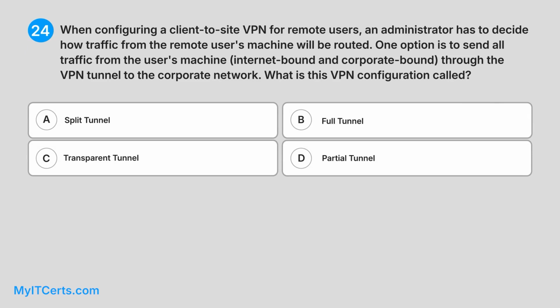24. When configuring a client-to-site VPN for remote users, an administrator has to decide how traffic from the remote user's machine will be routed. One option is to send all traffic from the user's machine, internet-bound and corporate-bound, through the VPN tunnel to the corporate network. What is this VPN configuration called?